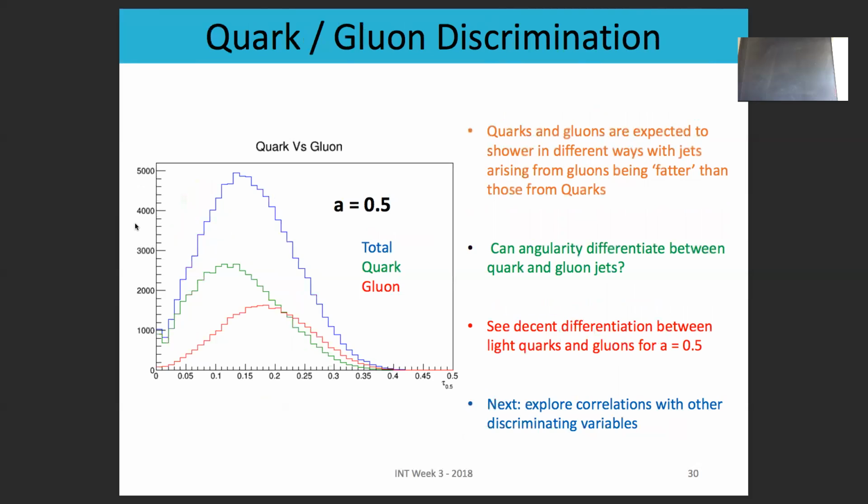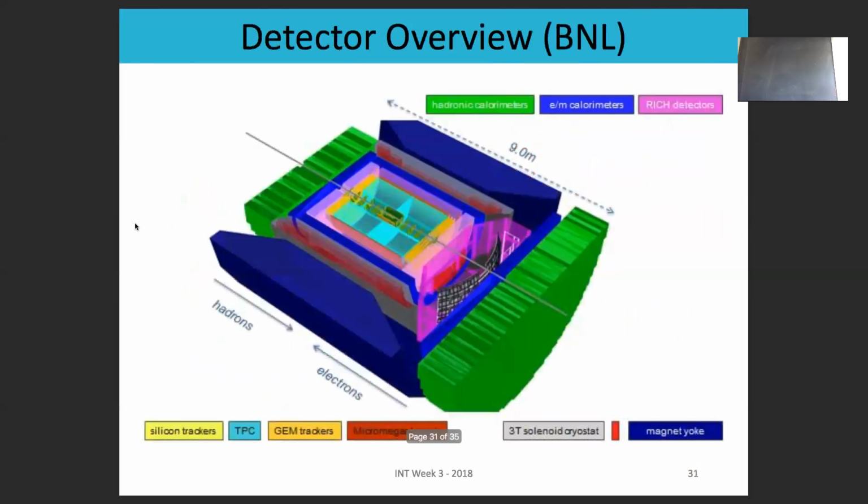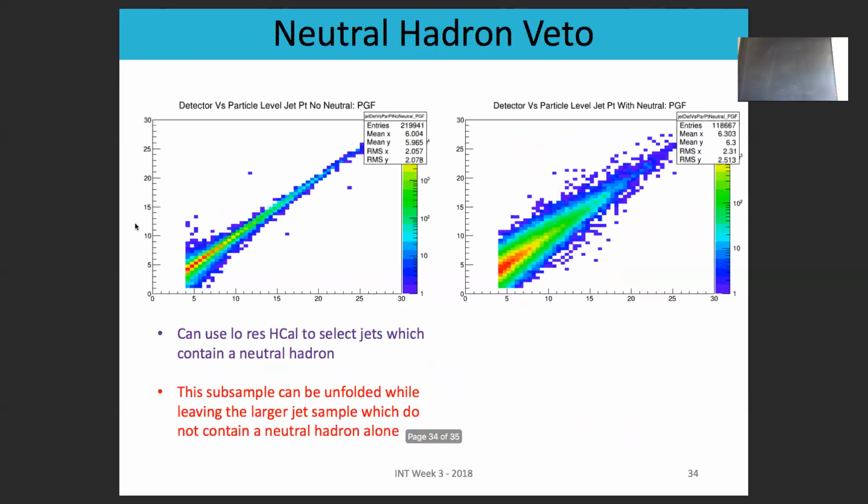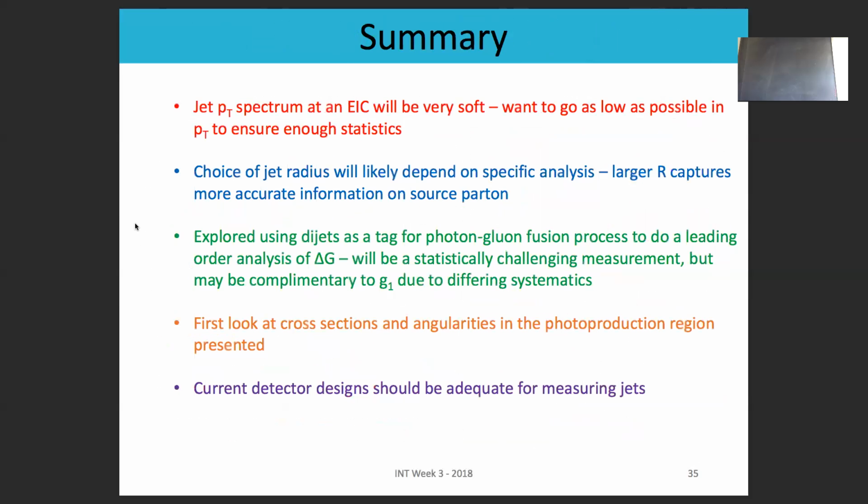Just a quick slide on quark-gluon discrimination. It's one of the things you can do with these variables. You can see you get some separation. Since I'm out of time, I won't go through the detector stuff, and I'll just leave my summary up on the board.